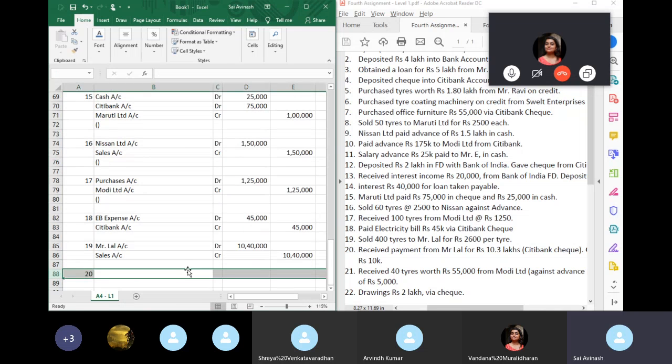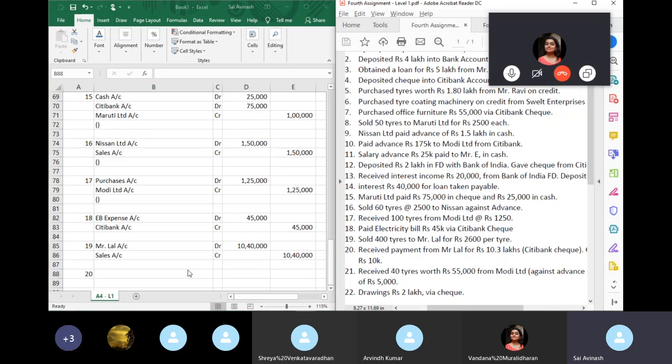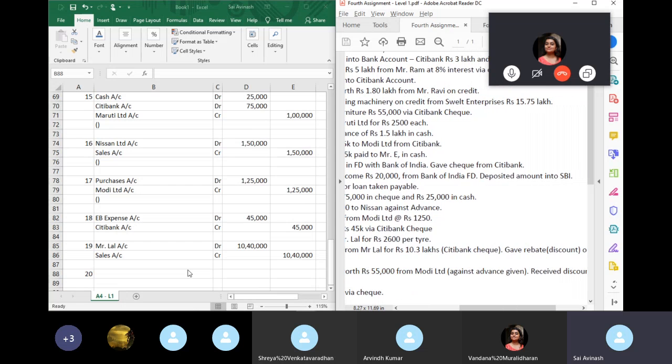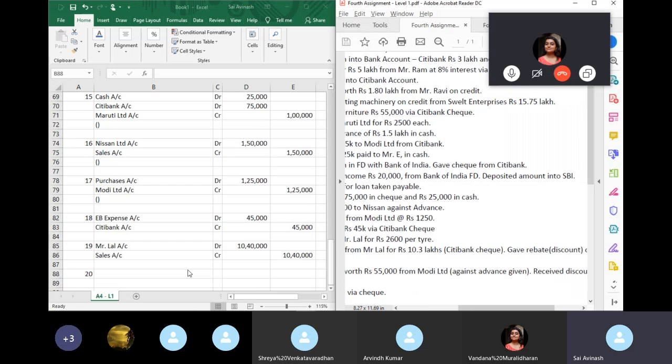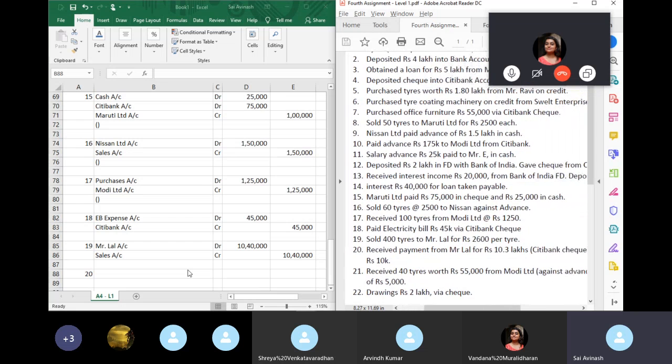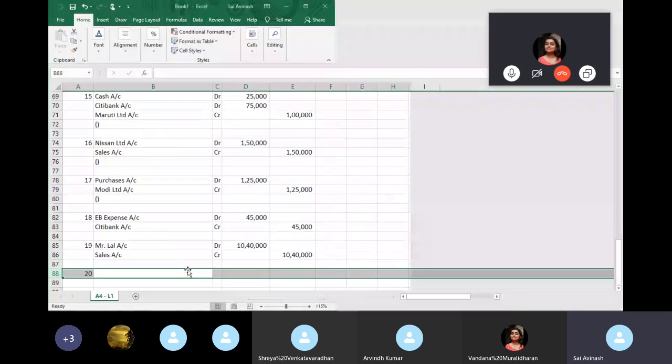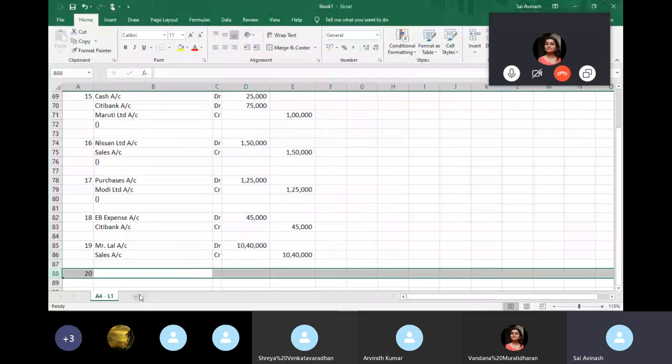20th transaction. Received payment from Mr. Lal, rupees 10.3 lakhs. Gave a rebate of rupees 10,000. Okay. So now we understand something called a discount. I hope that you guys know what a discount is. Else I will just explain it to you in a short idea. So there are two types of discounts.